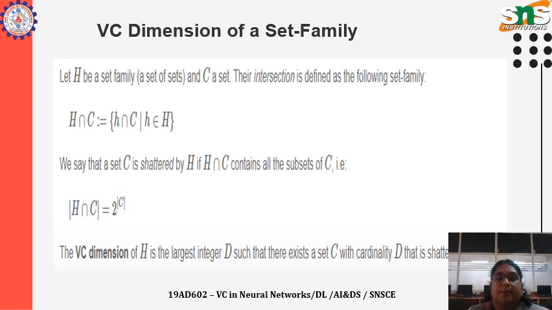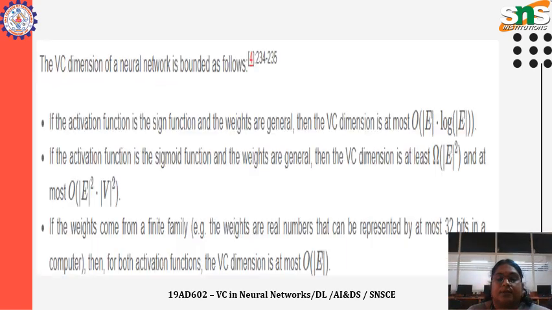So we see the VC dimension of a set family, as we already discussed, and how a neural network is bounded. It has some formula. We have to find the activation function of a network. Either it can be a sign function or sigmoid function, that is order of E times log of E. So the VC dimension should have at least omega of E squared. Okay. So weights come from a finite family. For example, the weights are real numbers that can be represented by at most 32 bits, for both activation functions.